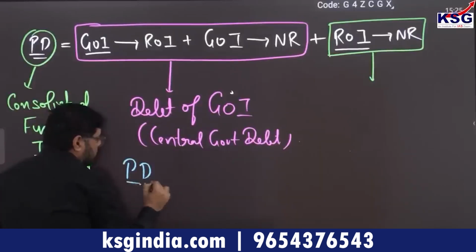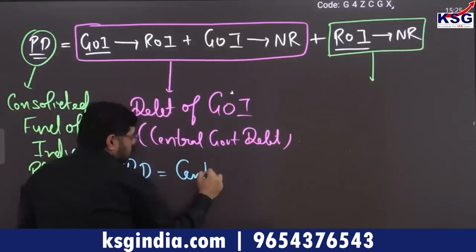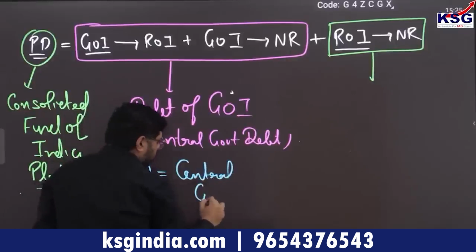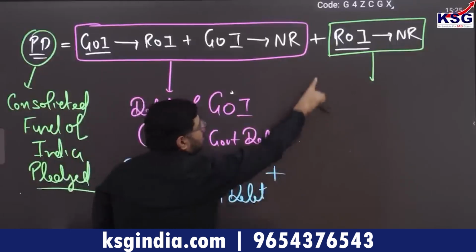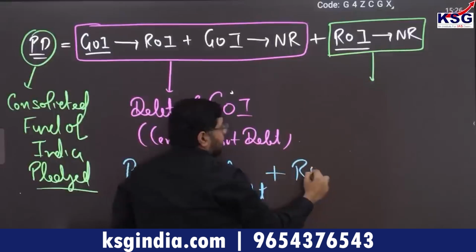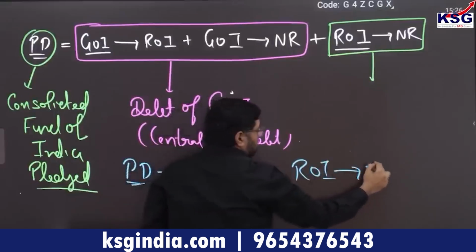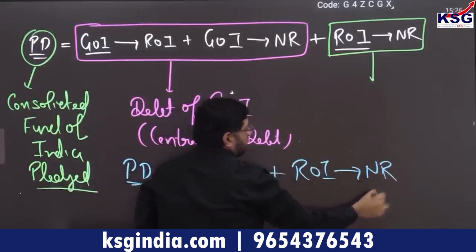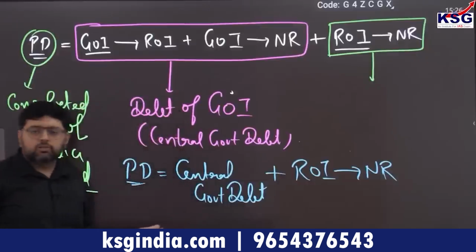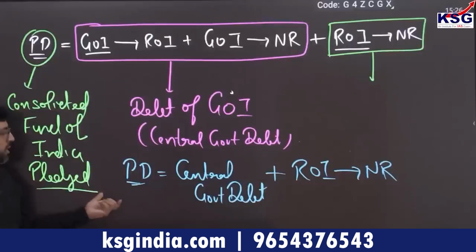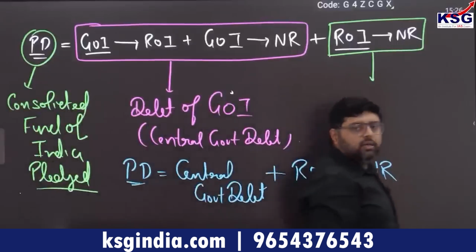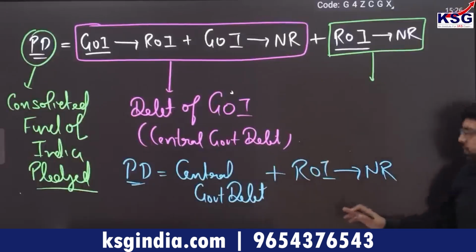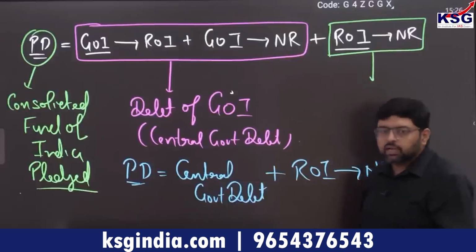I can also write public debt like this. Public debt is nothing but central government debt plus debt from non-residents taken by residents of India, or you can say whatever past borrowing they have taken from non-residents. Can I write it like this also? So this is public debt.